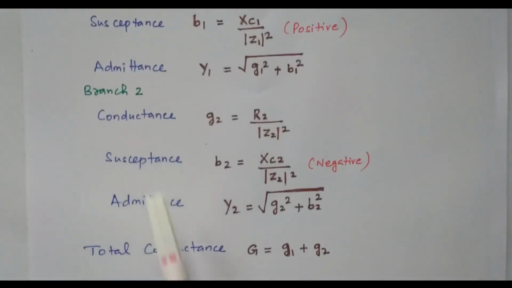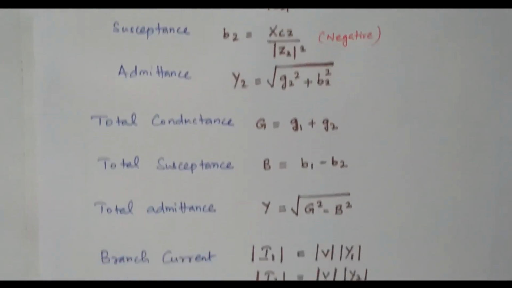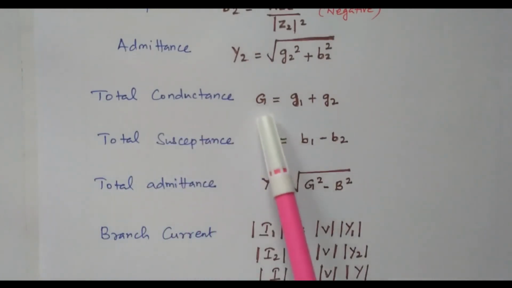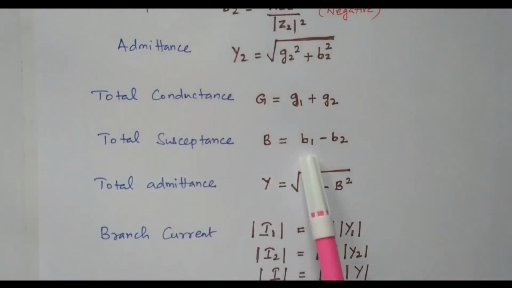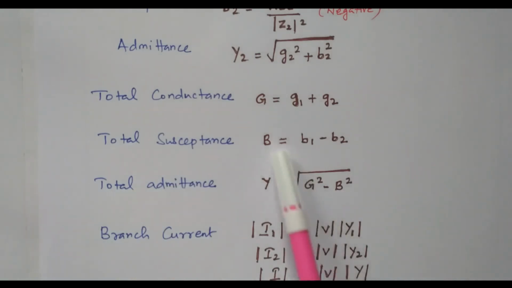Similarly for branch 2, the conductance G2 equals R2 divided by Z2 square. Then susceptance B2 equals XL2 divided by Z2 square, and it is negative because of the inductance. Then admittance Y2 is the square root of G2 square plus B2 square. Now we will find the total conductance. Total conductance is G equal to G1 plus G2. Total susceptance is B1 minus B2. Total admittance is the square root of G square plus B square for the entire circuit.